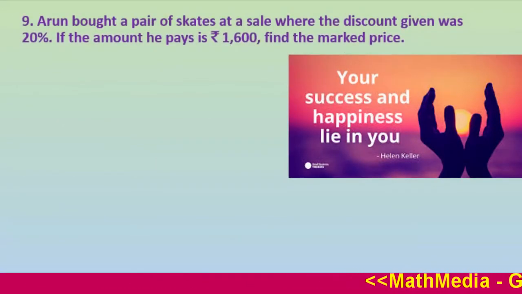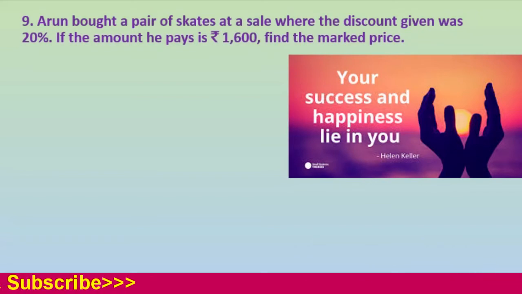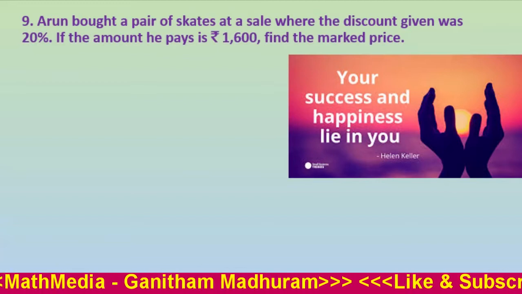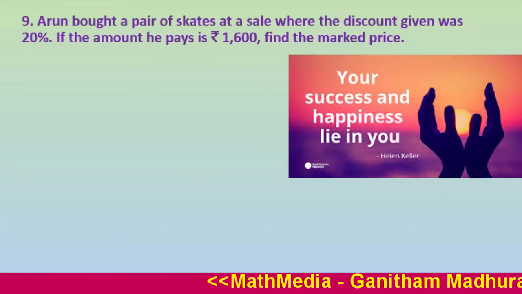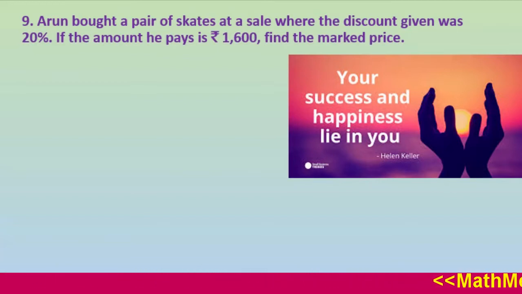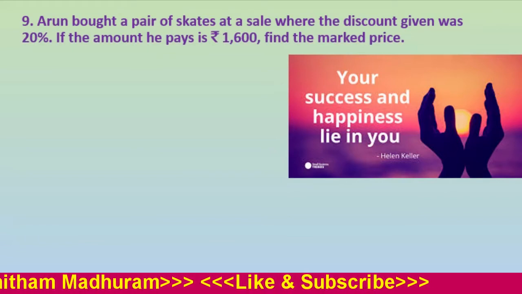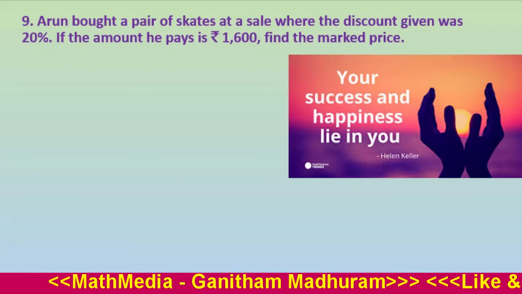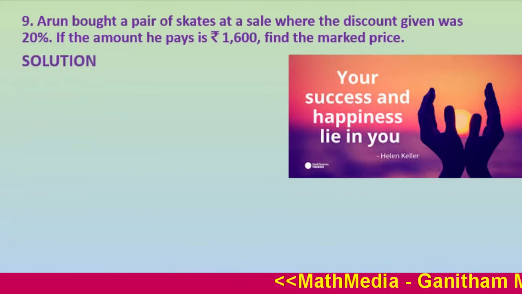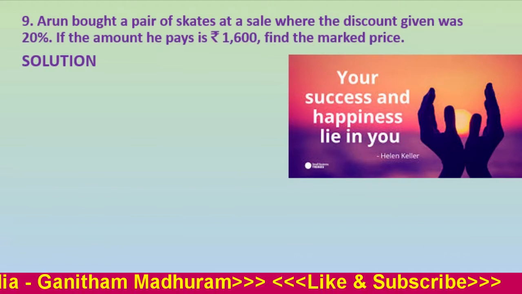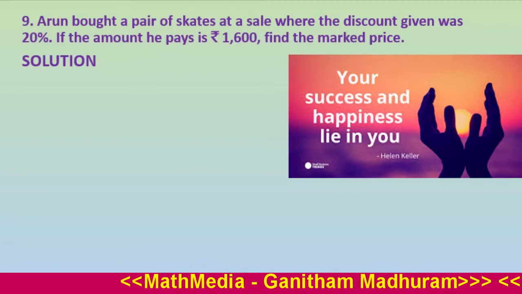Next, question number 9. Arun bought a pair of skates at a sale where the discount given was 20%. If the amount he pays is rupees 1,600, find the marked price. I think the question is clear. Here the discount percentage is given and the amount he pays is also given. We have to find the marked price.